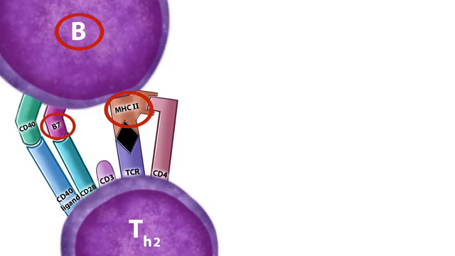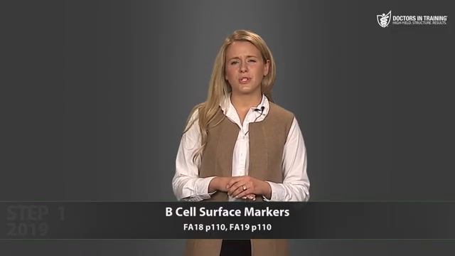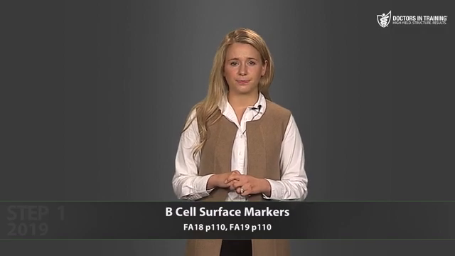And then we mentioned that B cells have a CD40 surface marker that is part of the T cell co-stimulatory signal to activate the B cell. So there are signals for the B cells to activate T cells and signals for the T cells to activate B cells. While we're here, let's talk about the surface markers for other cell types.